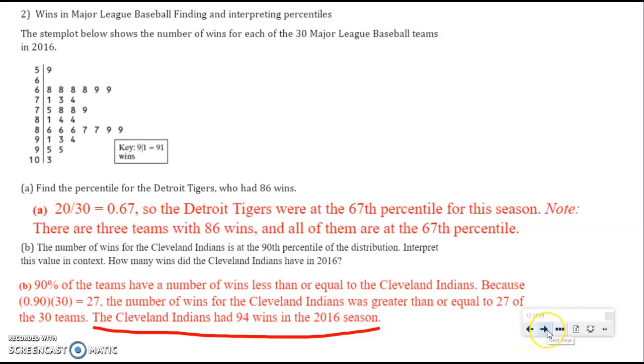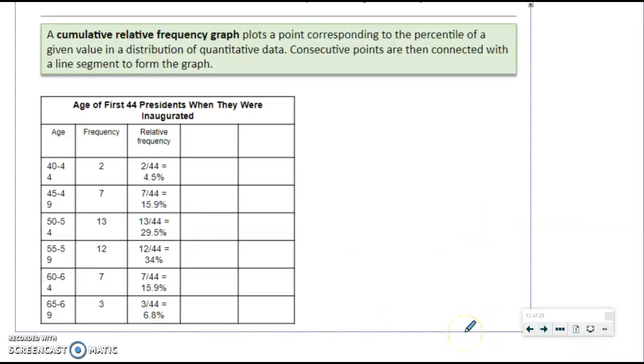Now, what I can do is take all these percentiles and create something called a cumulative relative frequency plot. It's just one way for me to visualize what's going on. In this set of data, we're looking at the ages of 44 presidents when they were inaugurated. In the range of 40 to 44, there were 2. Between 65 and 69, there were 3 presidents.